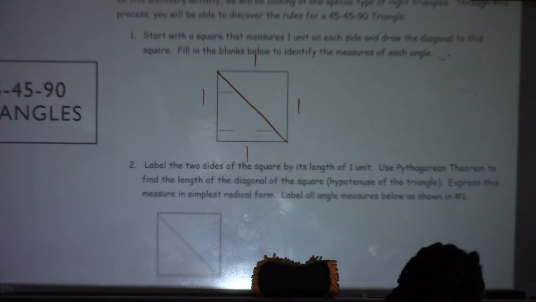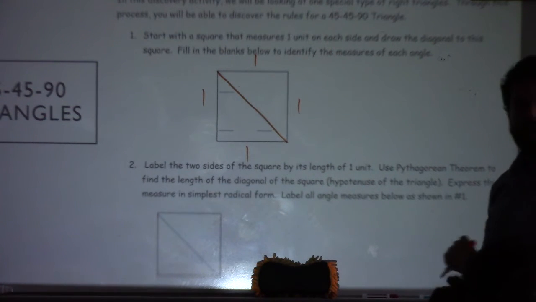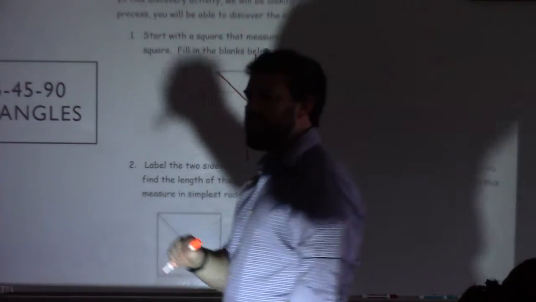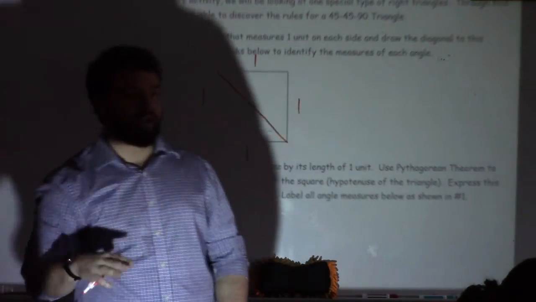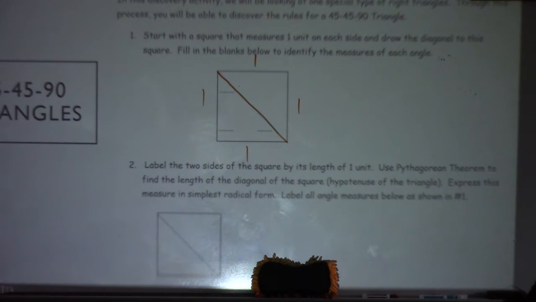Talk about it within your small groups. I'm going to give you 60 seconds to figure out what those angle measures might be. Think about the fact that that diagonal is cutting the square in half. Think about what those angle measures might be.